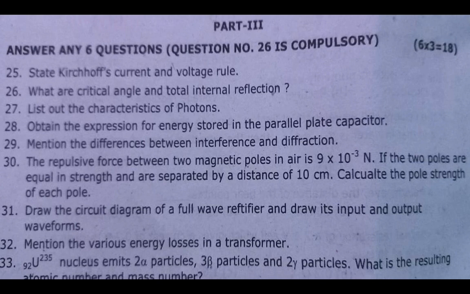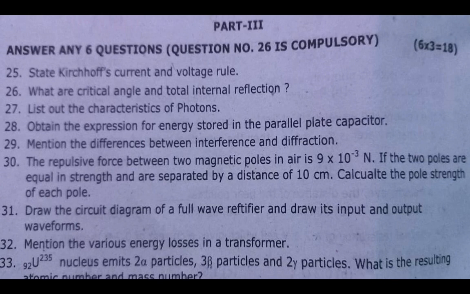Question number 30. The repulsive force between two magnetic poles in air is 9 into 10 power minus 3 newton. If the two poles are equal in strength and are separated by a distance of 10 cm, calculate the pole strength of each pole.